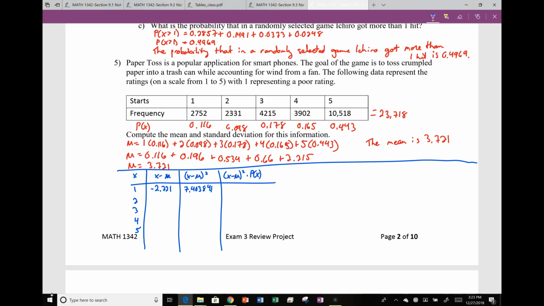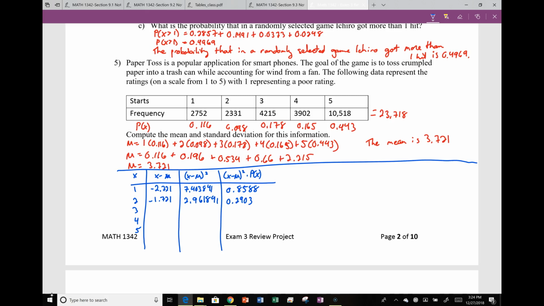And then I'm going to multiply that times its probability. So I would take this 7.403841 times the 0.116, and I get 0.8588. Now we're going to take the 2 minus the 3.721. I'm going to get a negative 1.721. We're going to square that. Negative times negative gives me a positive 2.961841. I'm going to take this value times its probability. Its probability was 0.098. And I get 0.2903.